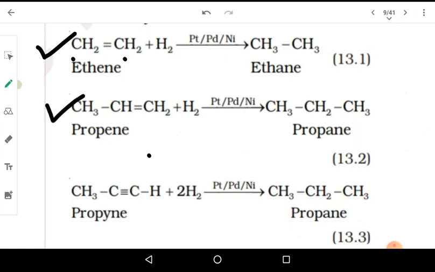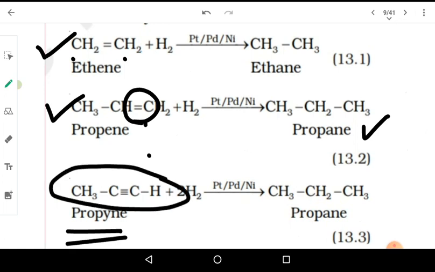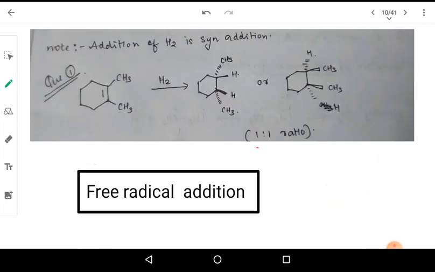So let us take propene. We just have to remove the double bond, and to either side we have to add hydrogen, so we will get propane. Now what if we are given an alkyne such as propyne? In that particular case we have to do the process of hydrogenation twice. When we do hydrogenation one time, we will get an alkene, and when we do it again, we will get propane.